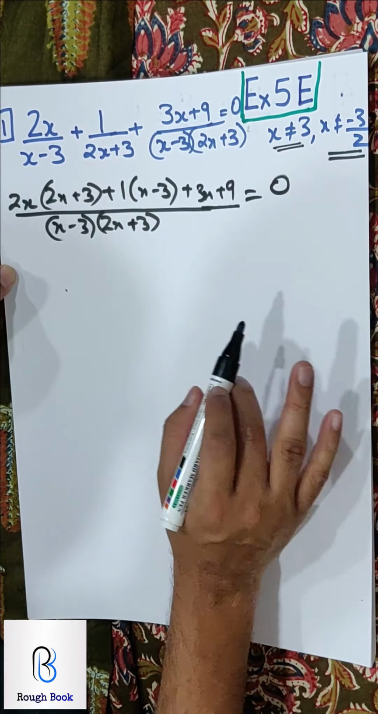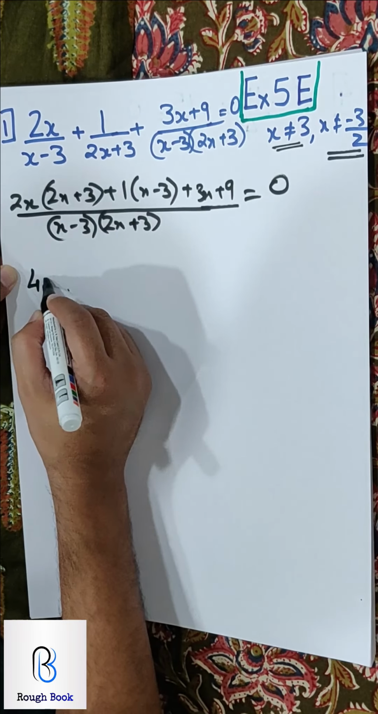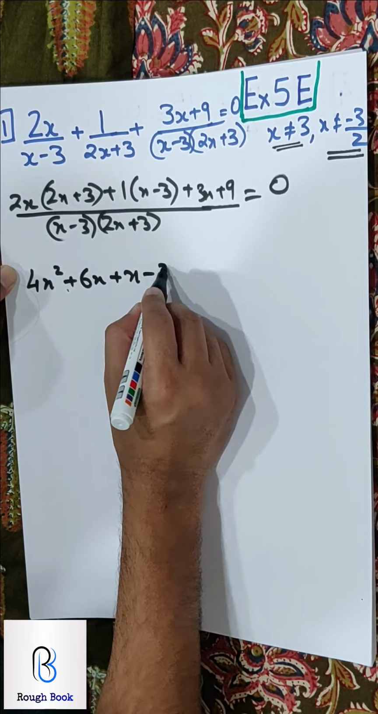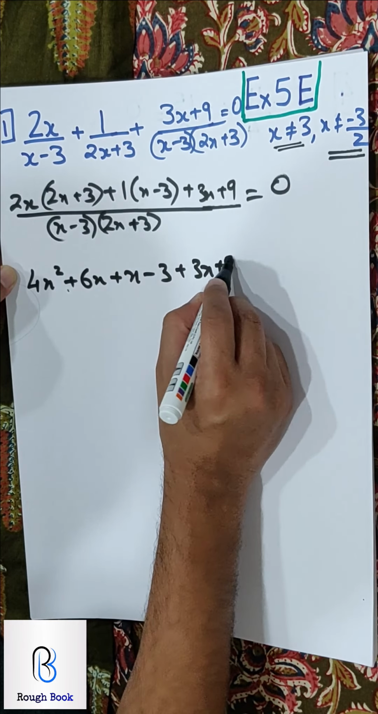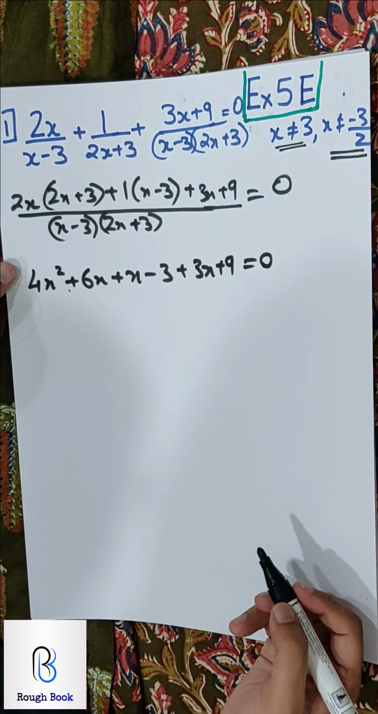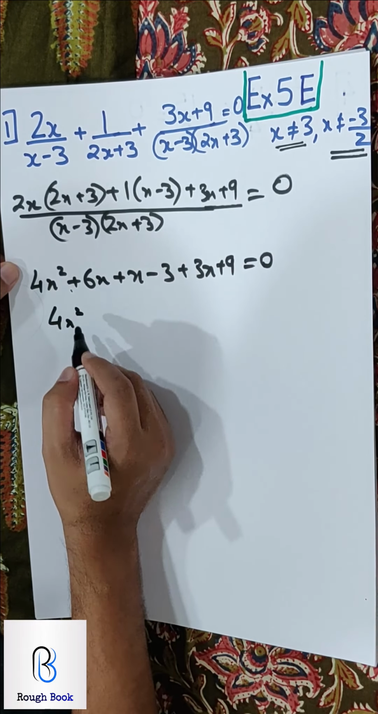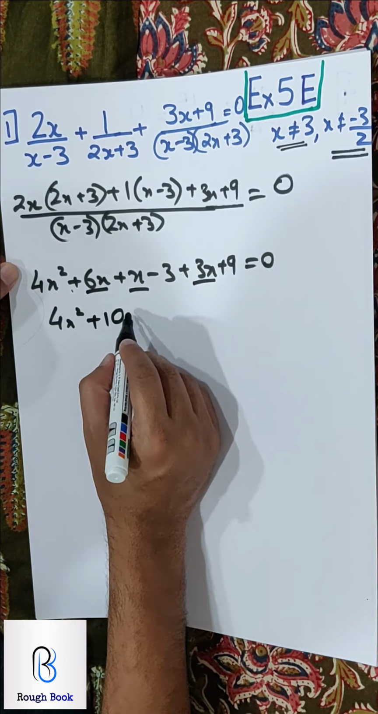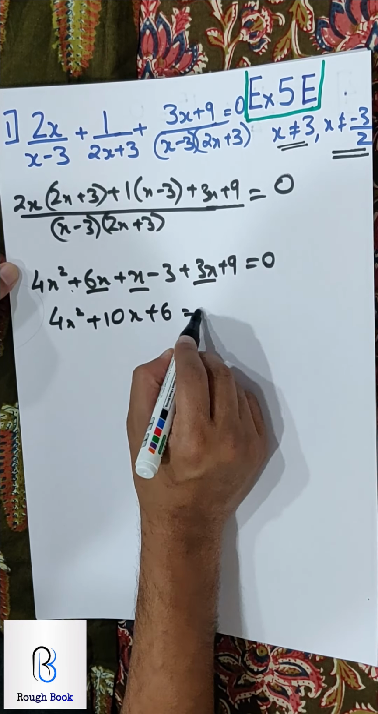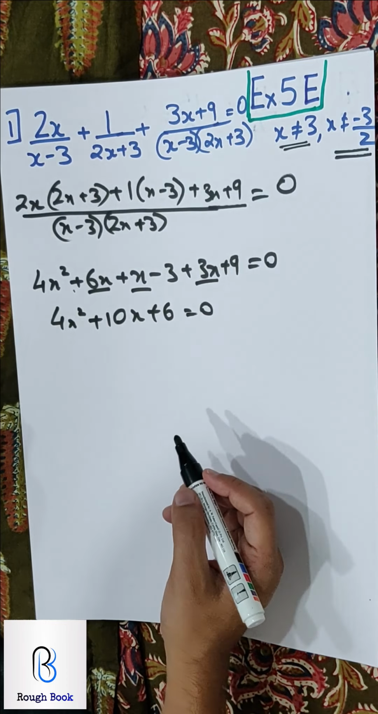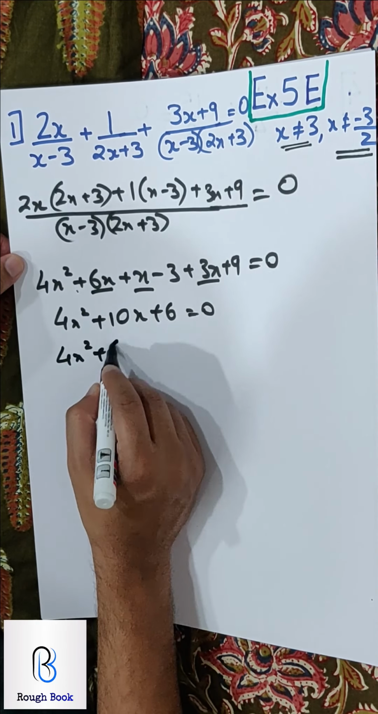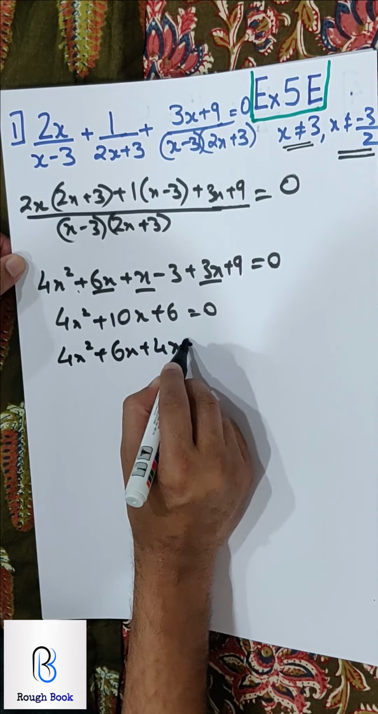0 into anything is 0, so let's open the numerator. 4x square, 3 2s are 6x, plus x minus 3, 3x plus 9 equals 0. So I get 4x square, 6 plus 1, 7 plus 3, 10, and this will become 6. So I get 6 into 4, 24, and 10. So 6 and 4 themselves are the factors. So plus 6 plus 4.